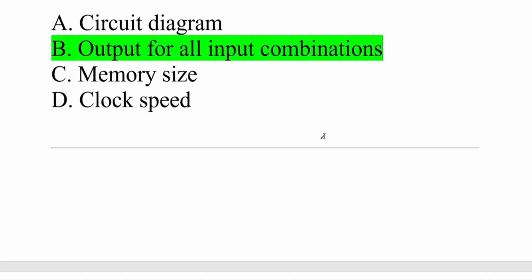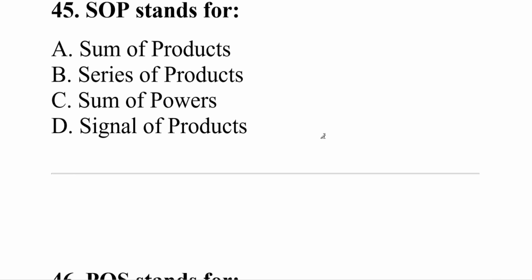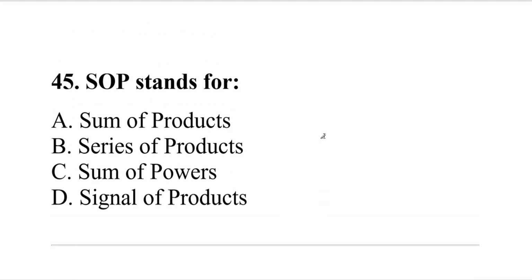Moving ahead to question number 45. SOP stands for option number A sum of products, B series of products, C sum of powers, D signals of products, and the correct answer is option number A, that is sum of products. It means SOP is a standard Boolean expression form.